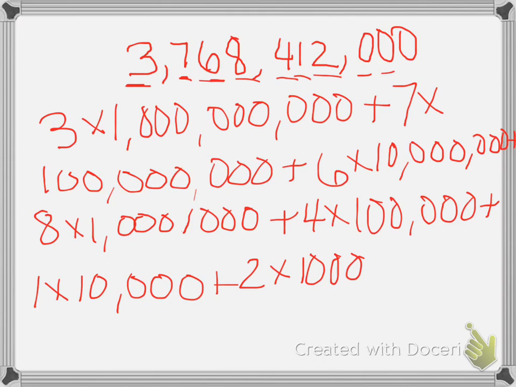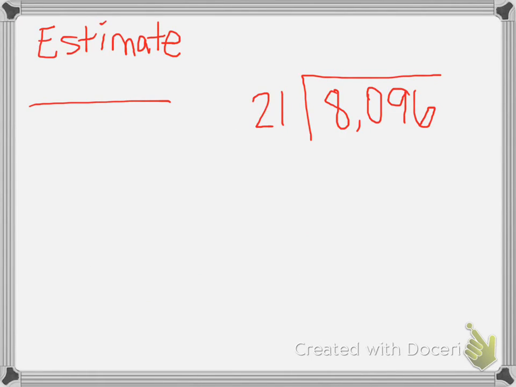And since the rest are zeros, you don't have to write them, but if you wanted to write plus 0 times 100, plus 0 times 10, plus 0 times 1, you absolutely can. Number 2 says estimate and then solve.